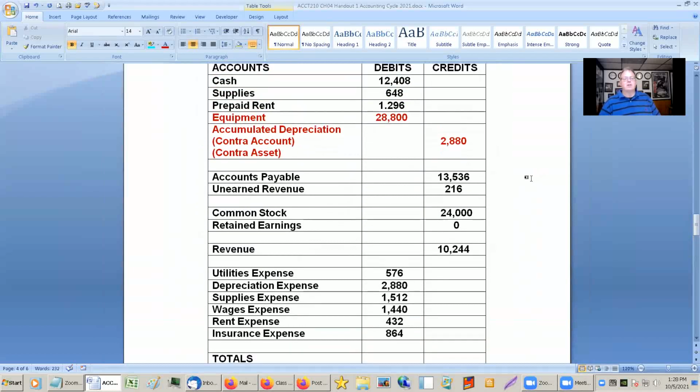Okay, so what we're going to do is get the totals for each of these. So we're going to add up all the debits and all the credits. Now, we know that these two should be equal. So this is what we're checking on here.